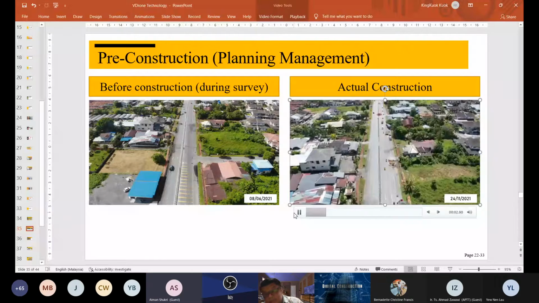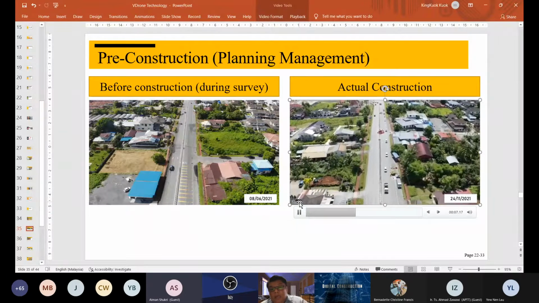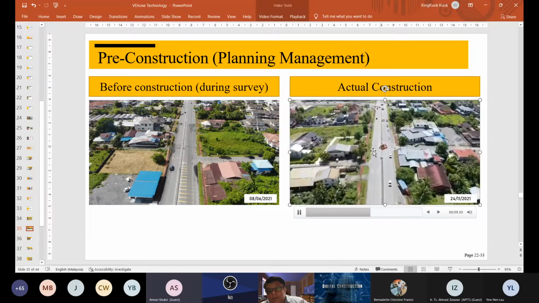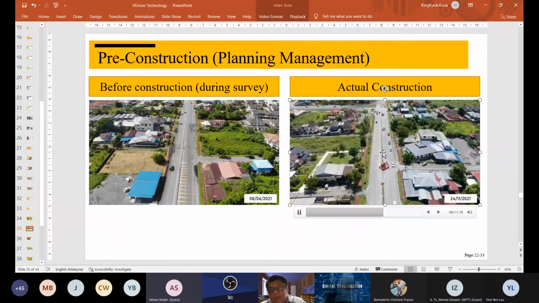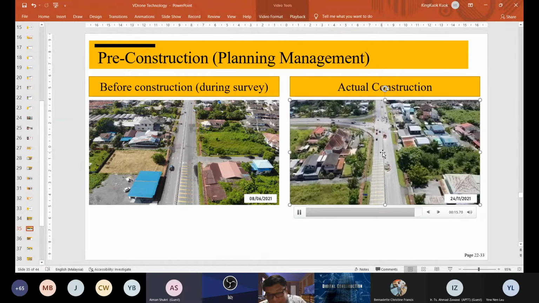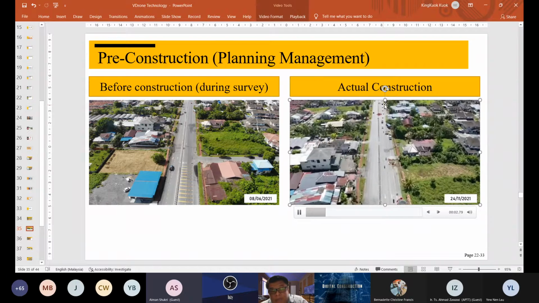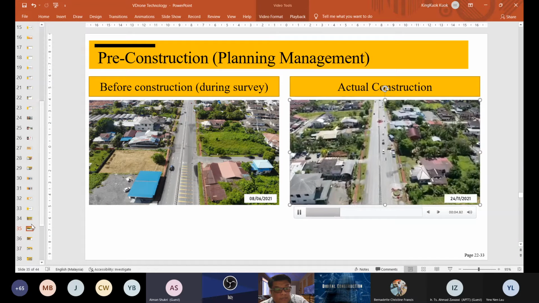Of course, the pipeline is underneath the ground, so we cannot see it from the drone. But what you can see is the shaft. This is the shaft that has been constructed on site. Okay, then by the time we fly over, we can see that this shaft does not affect the traffic flow, and this is another shaft that has been constructed on site just now.